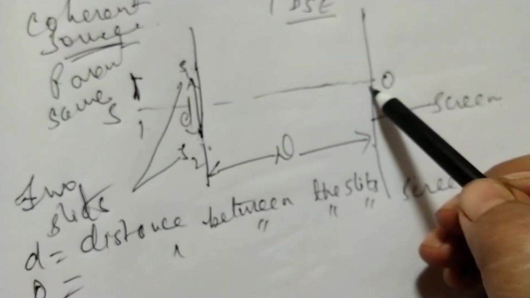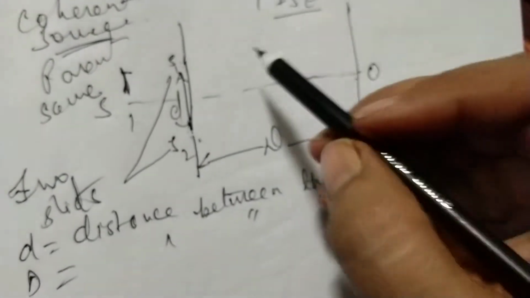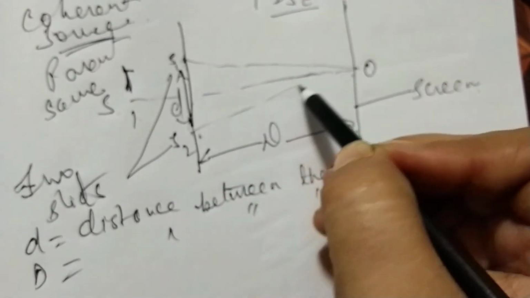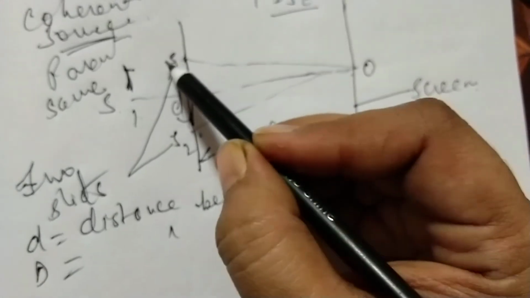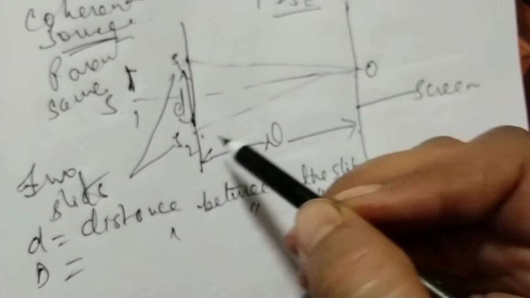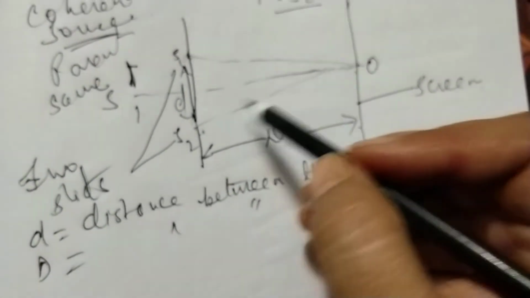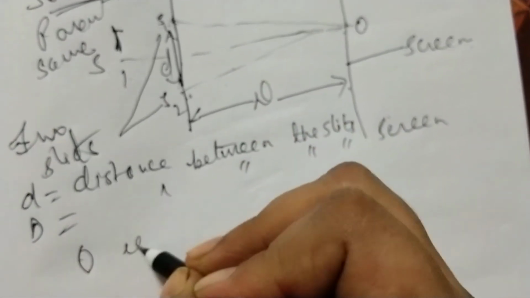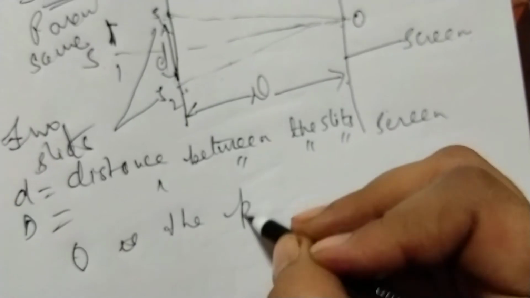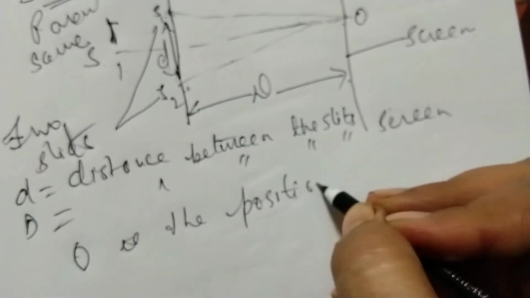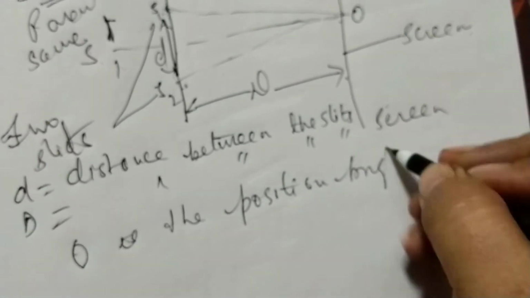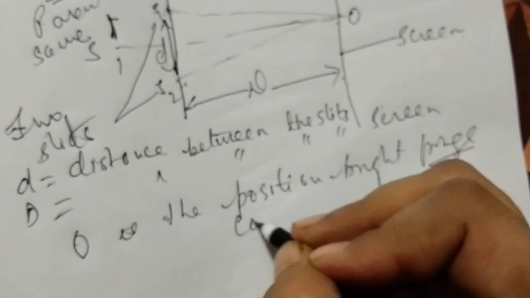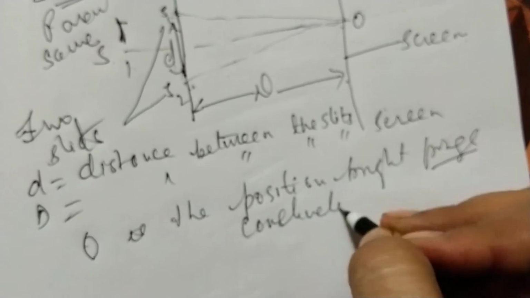Now the point O is the center. If the rays come from here and from here, the distances S1O and S2O are the same, so the path difference is 0. So O is always the position of a bright fringe, or constructive interference.